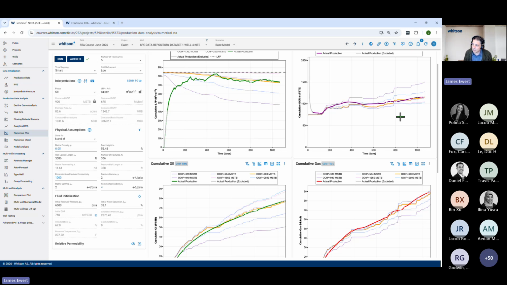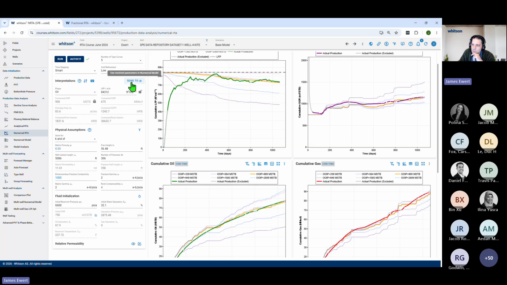Numerical RTA is the final step in interpretation. From here, what we want to do is move to the numerical model. Now, the way that we do that is we're going to take all these parameters. You notice that it gives me a sense of my parameters. It gives me a sense of my permeability, which is around 12 nanodarcies in this case. It gives me a fracture half-length estimate, which is about 360 feet here. And so what I want to do is take that into the model, and we have a very easy way to do that.